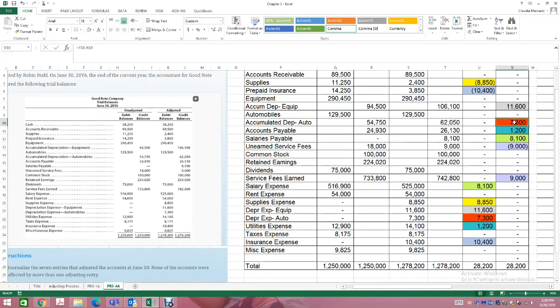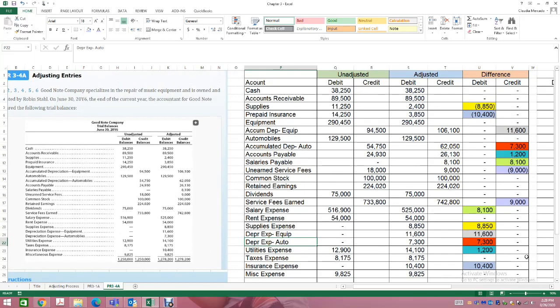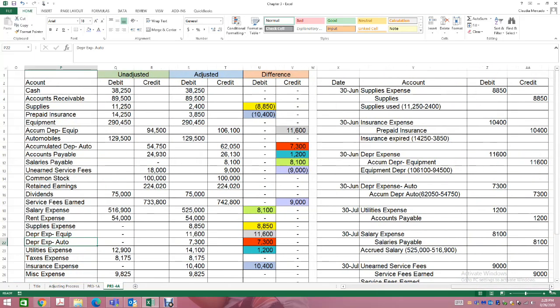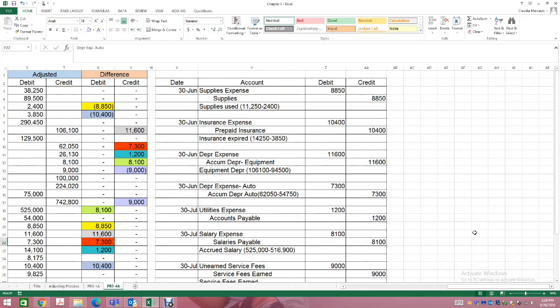If this one matches with this, what happened? Well, my depreciation happened. I know that I need to increase my depreciation expense by debiting, and then I need to credit my accumulated depreciation for the $7,300. So just match them up, and once you match them up, you can figure out your different adjustments. There is a lot of information covered in this chapter.